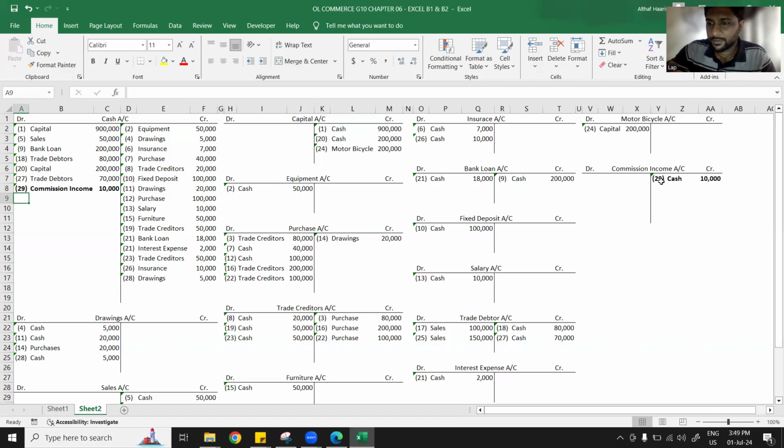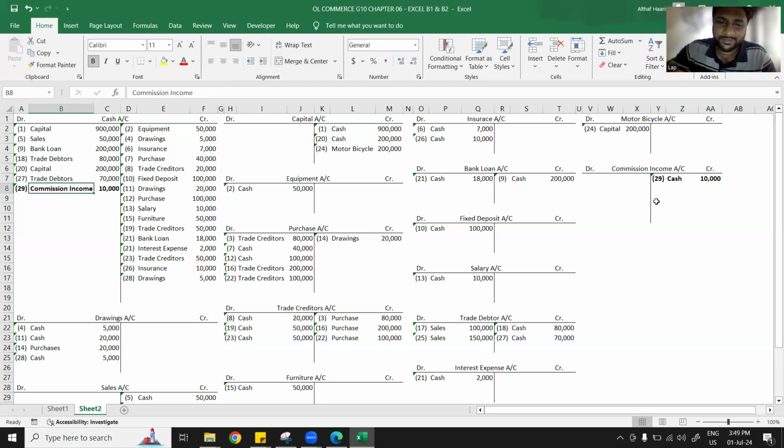Here, Yunus, for the commission income account, for which side have I written it? For the commission income account, I have written it for the credit side. For the cash account, I have written it for the debit side. Then I switch the names. Here cash, here commission income.